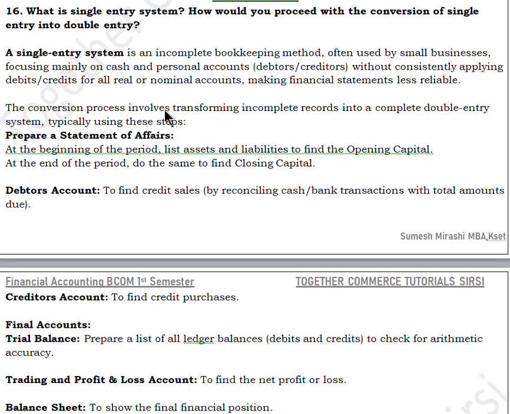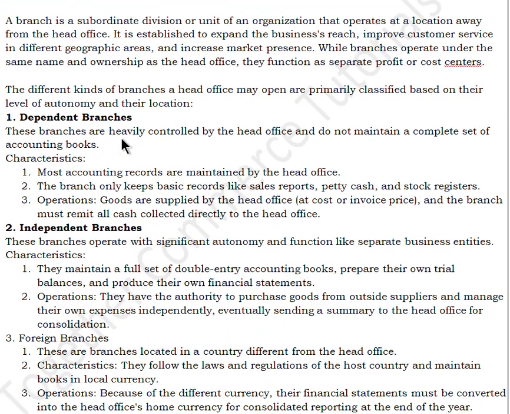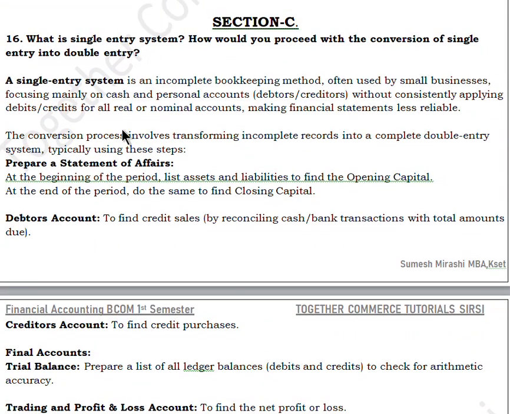Then we are at Section C. Section C is for 10 marks. In this there will be two theory questions. I'll be leaving the theory questions for you to study. I'll just be showing you the question and the solution. What is a single entry system? How would you proceed with the conversion of a single entry system?